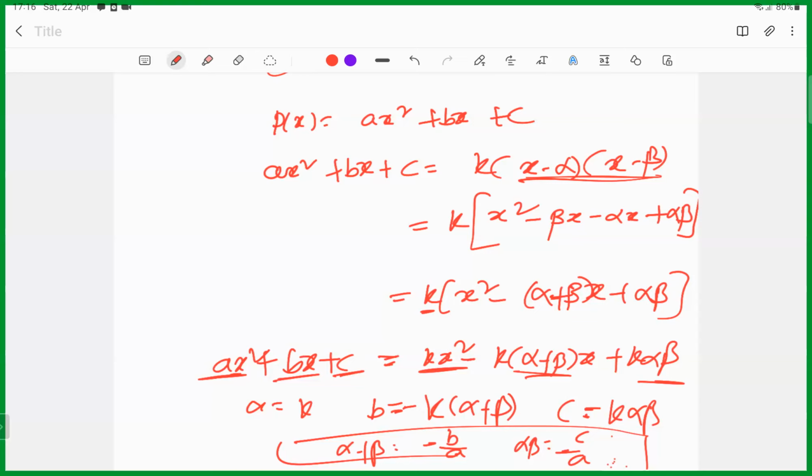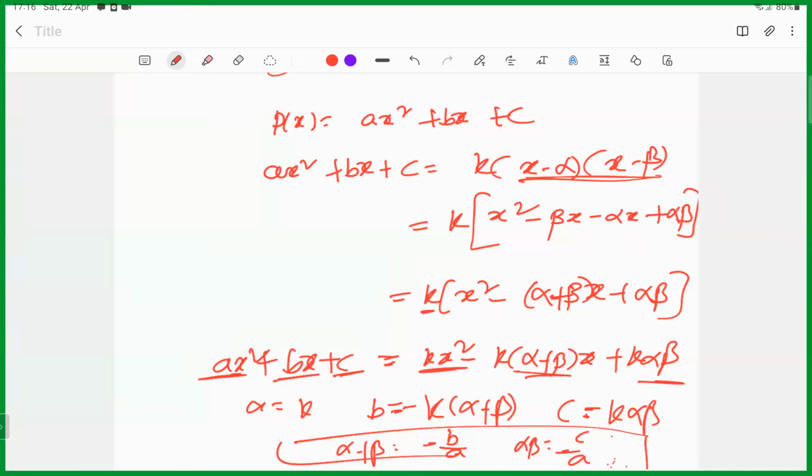We are expressing like this, no? What are the zeros of the polynomial in this one? Alpha, beta. That's alpha plus beta. These are the zeros of the polynomial. That's why we are expressing it like that. So now we have established the relation between the zeros of the polynomial and the coefficients. A, B, C are coefficients. Alpha, beta are zeros. Okay.